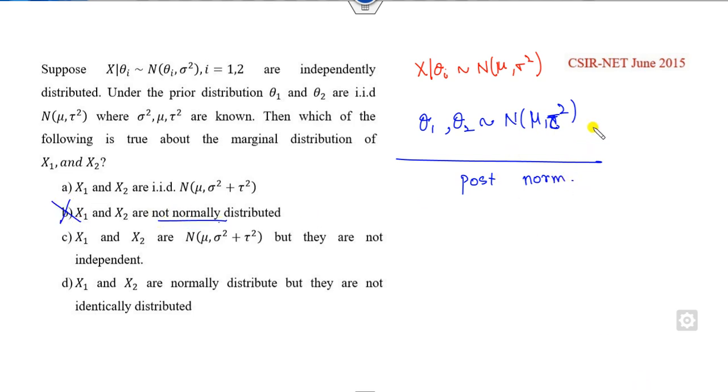Cancel that out. They are IID. Fine. They are independent. So both are independent, so definitely x1 and x2 are independent. But he said they are not independent, so this option is also cancelled.